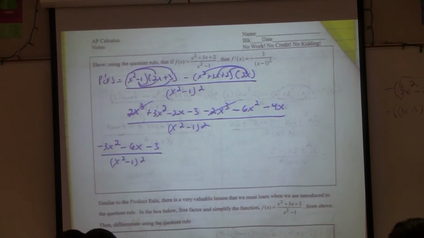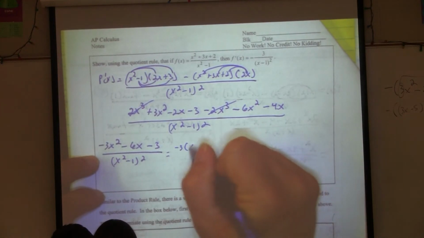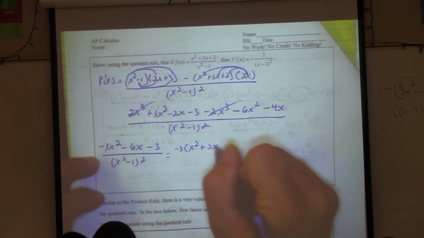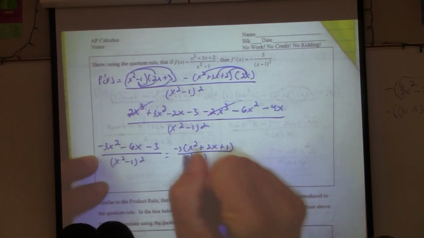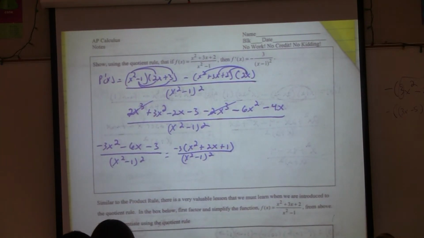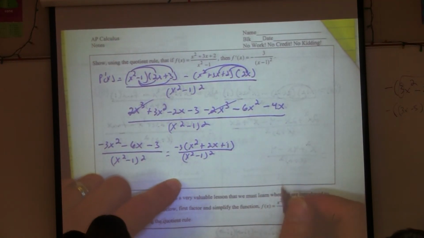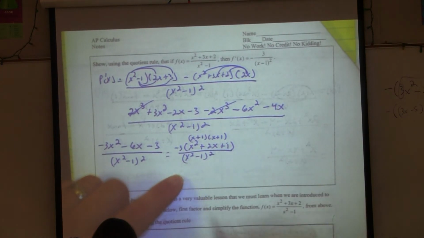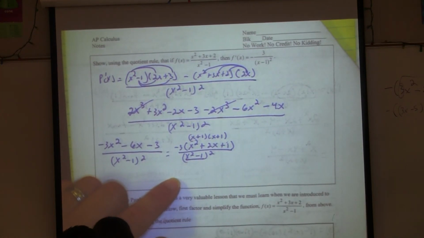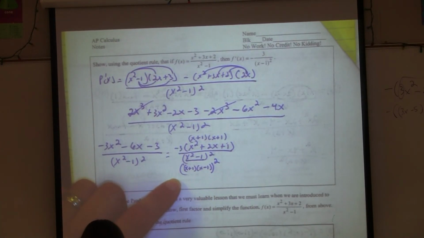Now comes the simplifying. Can we cancel anything or factor anything out? So we take out a negative 3. We're left with positive x squared plus 2x plus 1. Okay. Now what can we do? Can we factor the top one? What does that one factor out to be? X plus 1? Does this guy in here factor out? What does it factor out as? X plus 1, x minus 1, and it's all of that, how many times? 2, because it's squared, right?